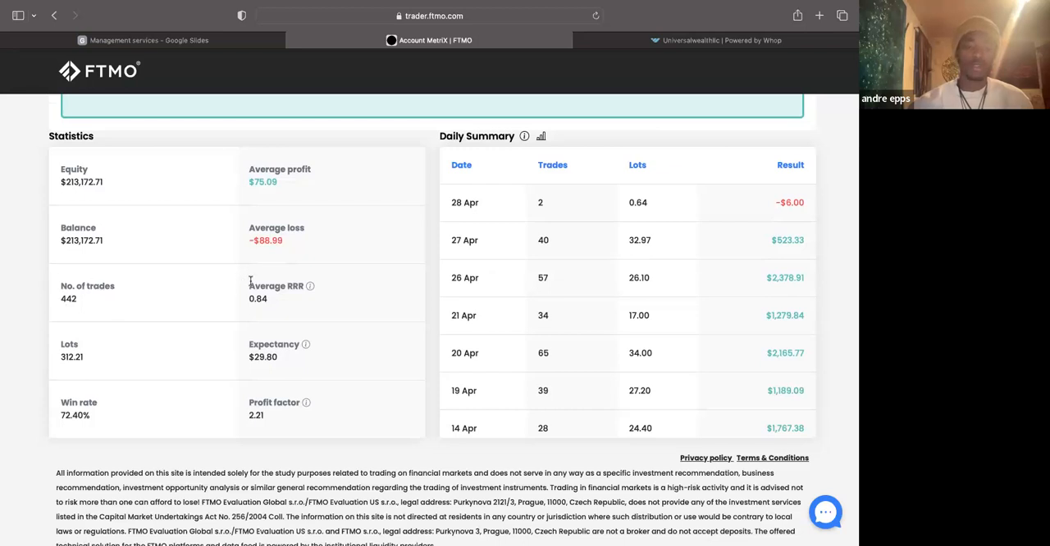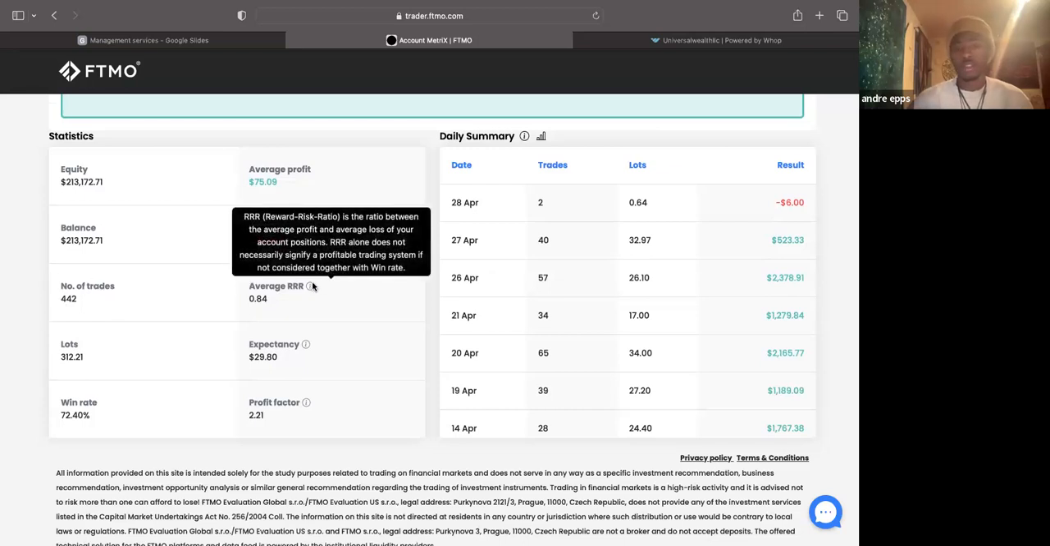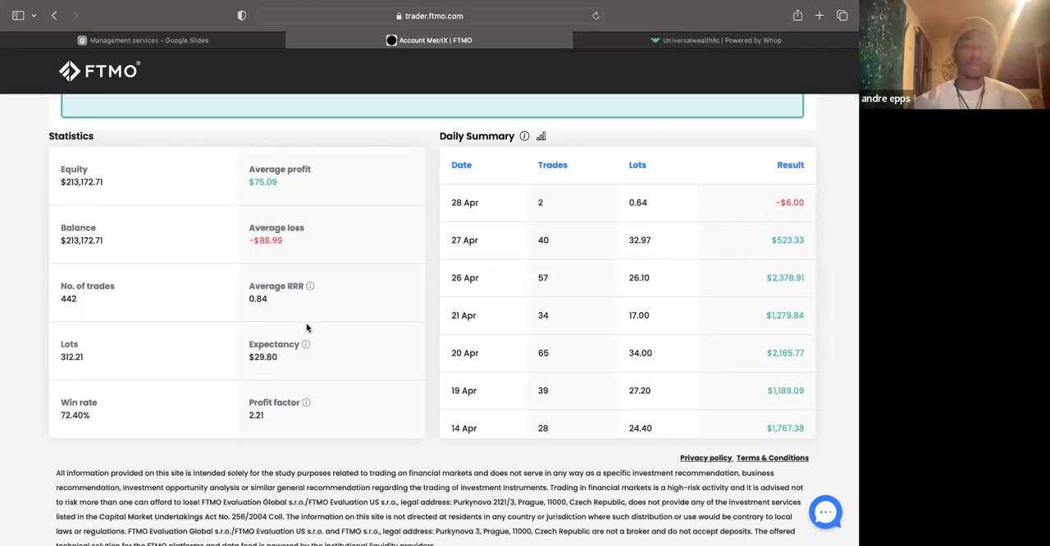Okay, so it shows the equity, the average profit, the balance, the average loss, the number of trades, which was 422. We have the RRR, which is the reward to risk ratio, the ratio between the average profit and average loss of your account positions. RRR alone does not necessarily signify a profitable trading system unless it's considered with the win rate, right? So we have the average expectancy. We have the amount of lots traded, which we were talking about with the lot size. All right, so that RRR paired up with the win rate, which was 72%, means that it's a very profitable bot.